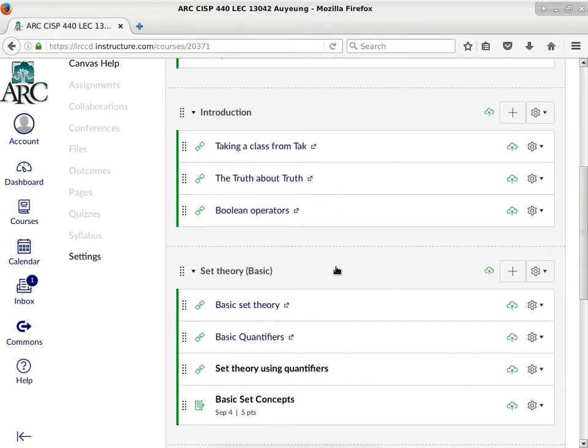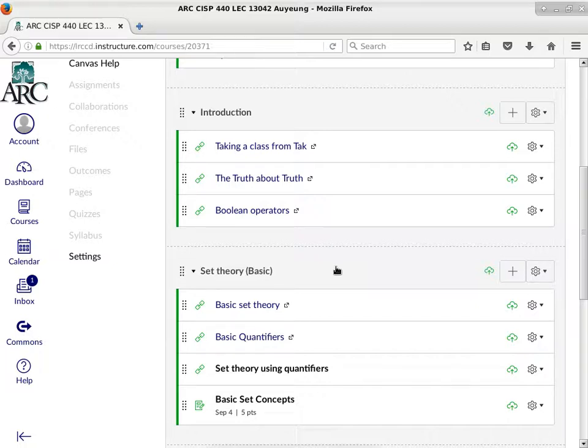Okay, so I did add a little bit more stuff onto Canvas. Remember I said the things will be streaming in as I start to write more stuff. So we got basic quantifiers added in. I don't think we talked about that yet. Okay. There's also set theory using quantifiers, basically to re-explain set theory, or at least the notations in set theory, but this time using quantifiers.